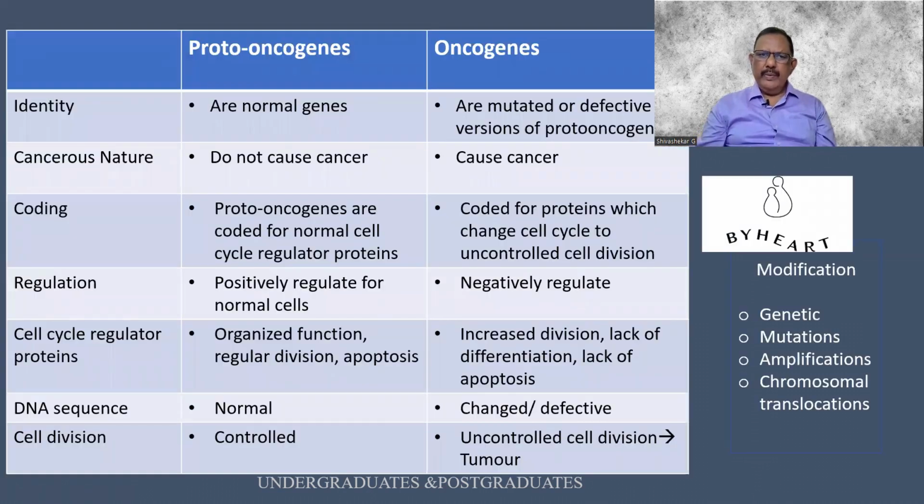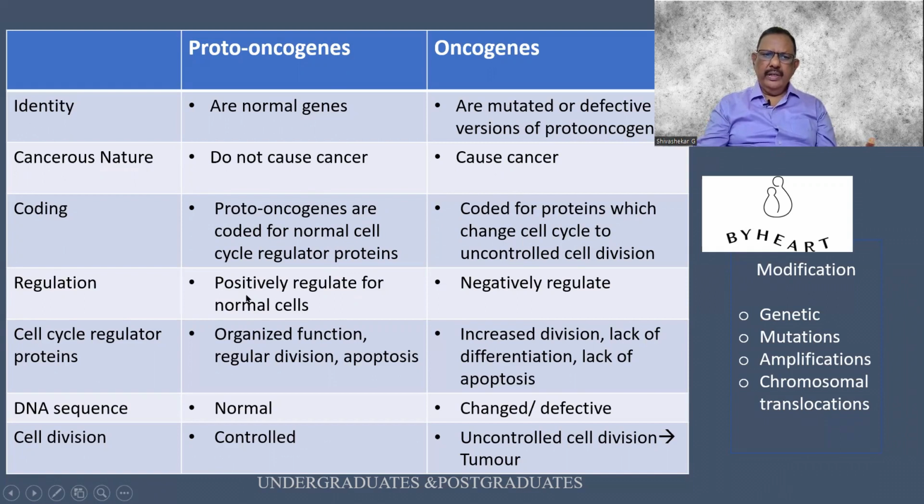Now, what are the differences between proto-oncogenes and oncogenes? So this is an abstract one, and obviously we will have to learn it by heart. Identity: proto-oncogenes are normal genes, whereas oncogenes are mutated or defective versions of proto-oncogenes. The proto-oncogenes do not cause cancer, whereas oncogenes cause cancer. The proto-oncogenes code for the normal cell cycle proteins, whereas oncogenes code for uncontrolled cell division.